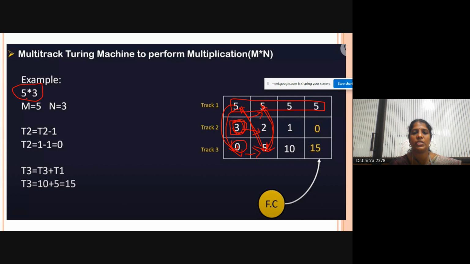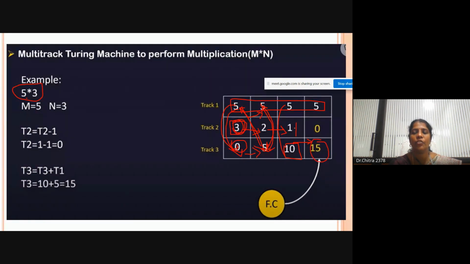5 plus 5 equal to 10. Place it in track 3. 10 is placed here. Now what is the next step? Decrease the value of track 2. Then 2 is decreased to 1. Now it is 1. Again add track 1 and track 3. Add these two values. 10 plus 5, 15. Move one position right and place that value here.